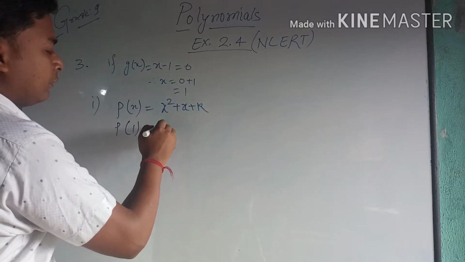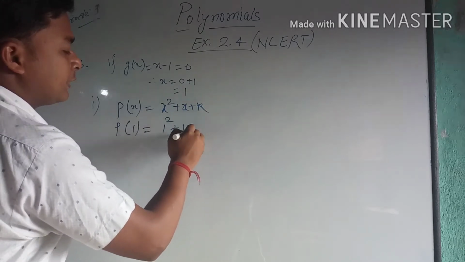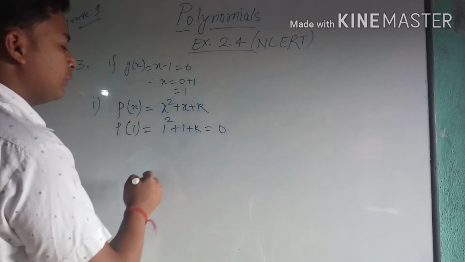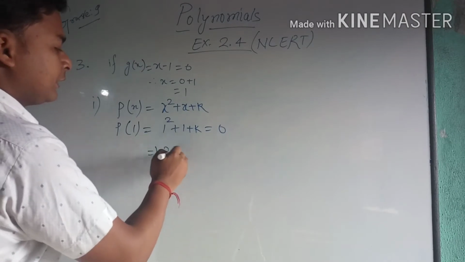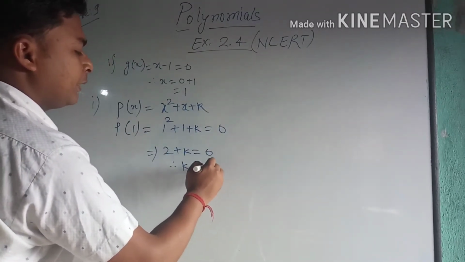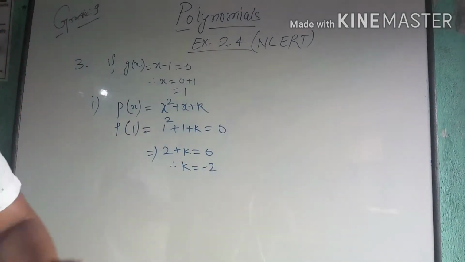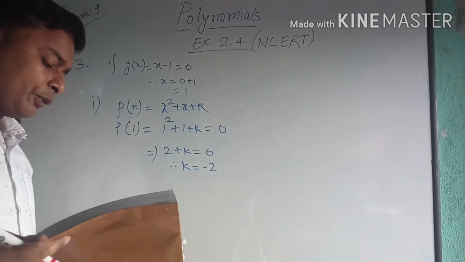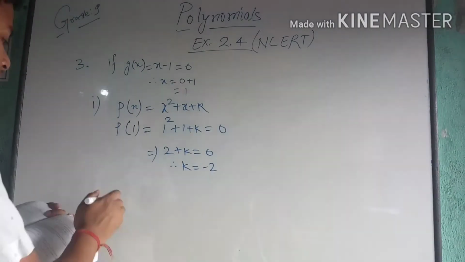P(1) = 1 square plus 1 plus k, and that value is equal to 0. Similarly, we can say that 2 plus k is equal to 0, hence k is equal to minus 2 in the part 1.